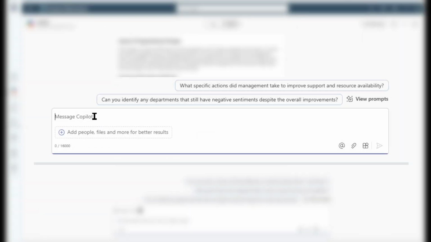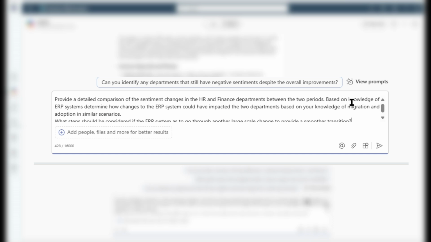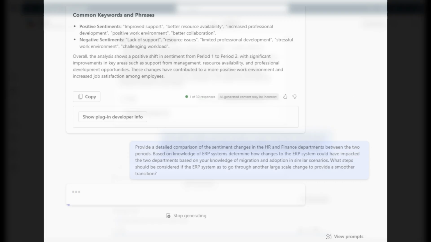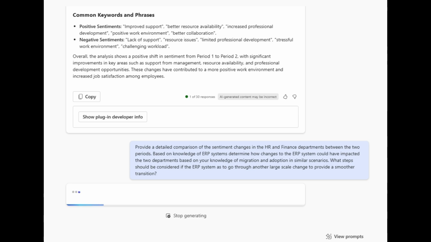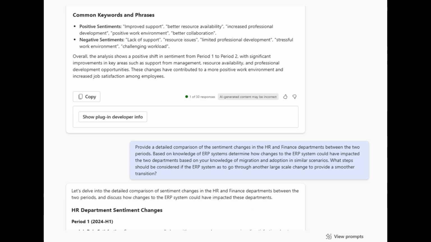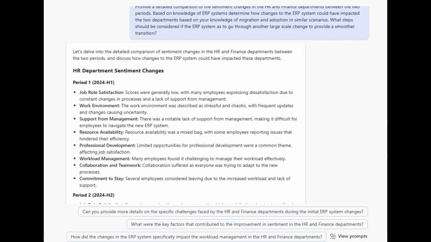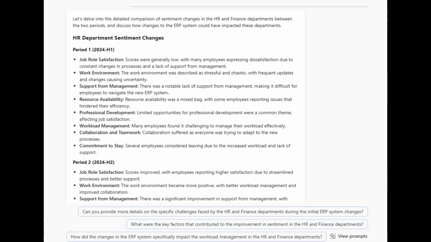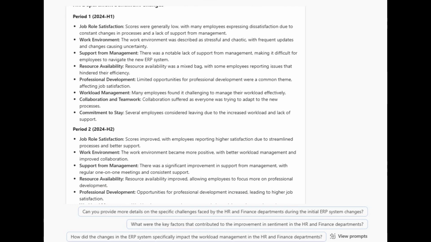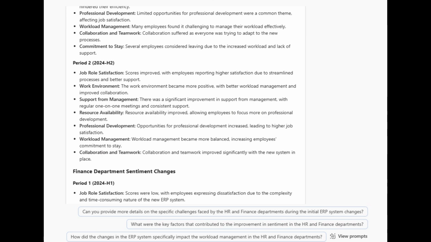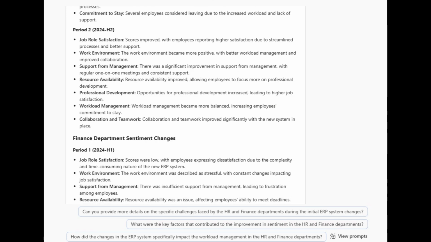Next, let's focus on the impact on the HR and finance teams across the two periods. This prompt asks for a detailed comparison based on the survey data, and we're getting Copilot to use its own experiences of what ERP systems are to determine how the changes could have influenced the results. Also, as we think about our own growth mindset, let's find out what steps we should consider if the same project was to be done again in the future. Now we can see the response considers each department's changes. It's great that we can use this conversational approach to provide richer details during the session.